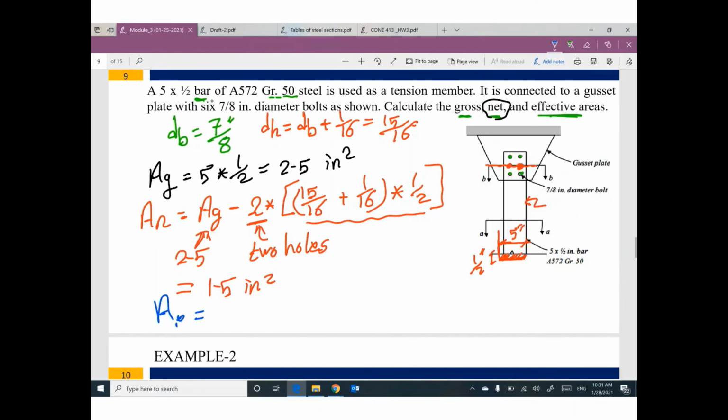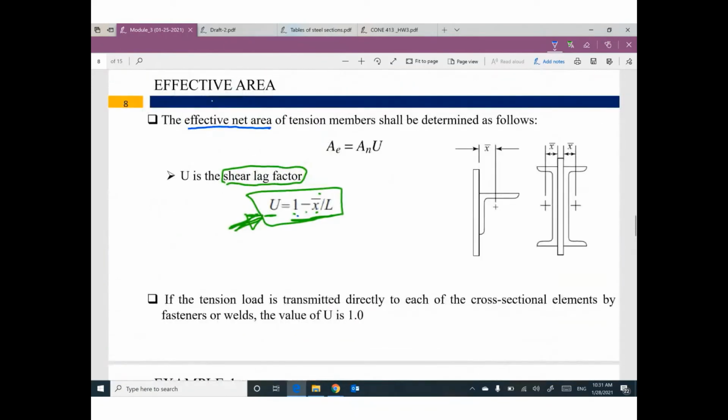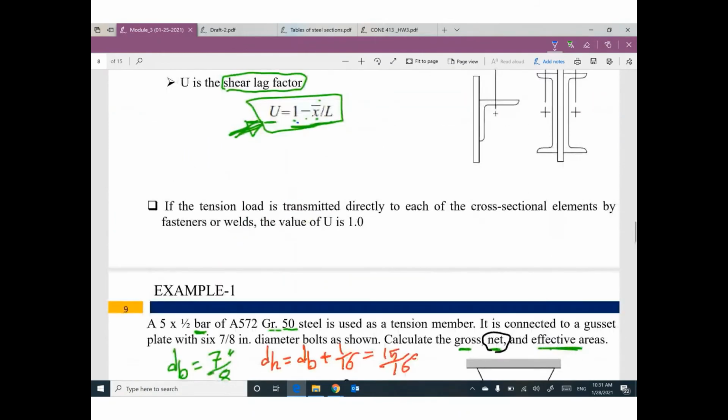What is the value of area effective? It equals U times area net. U will be 1, times area net 1.5. So the effective area will be 1.5 inch squared. I'm sorry, why are you using U equal 1? You said U equals 1 minus x bar divided by L, but I forgot to say something here. If the tension load is transmitted directly to each of the cross-section elements by fasteners or welds, the value of U equals 1. What do you mean?